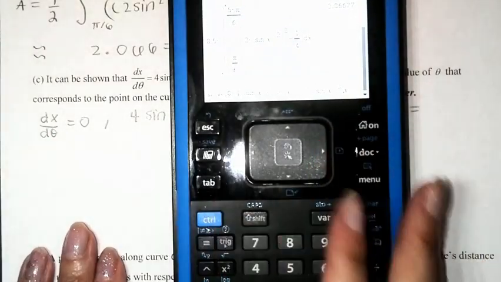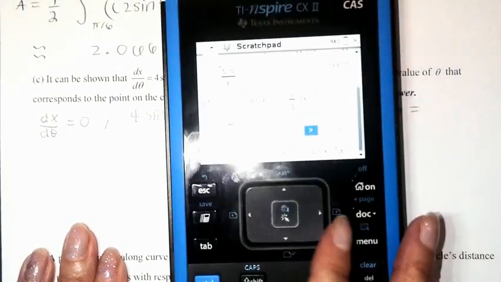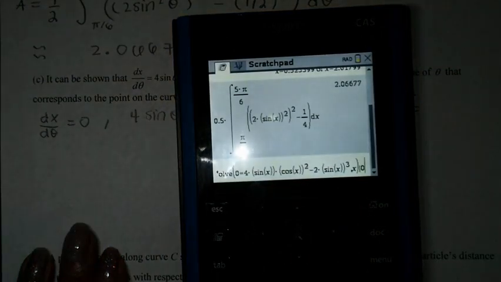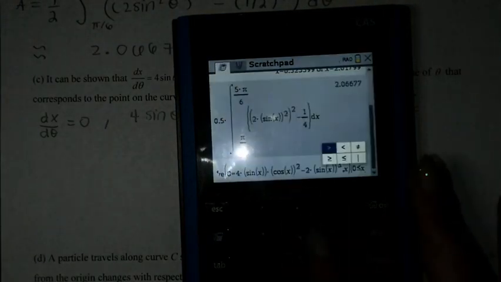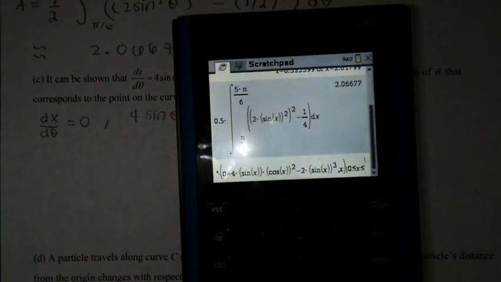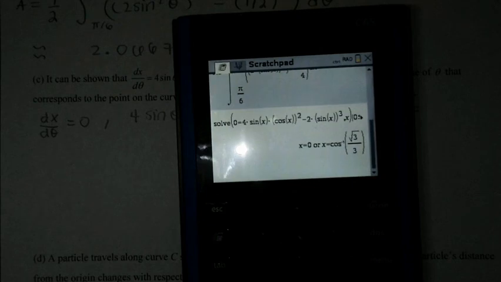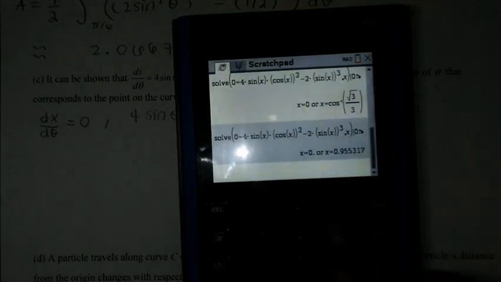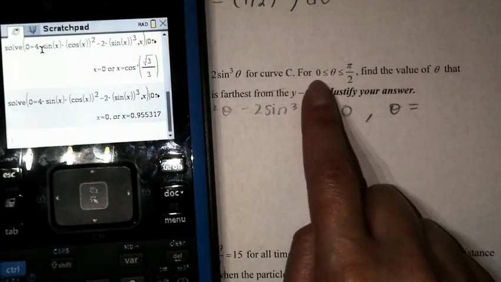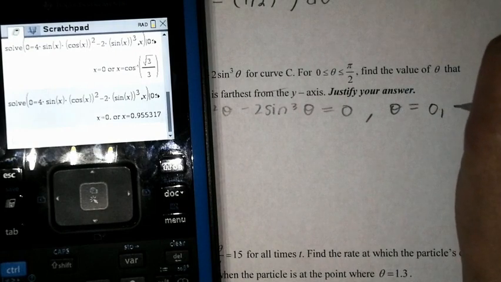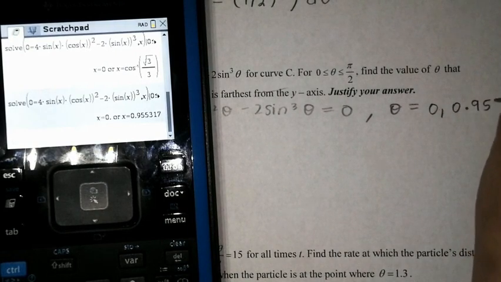So let me show you: control equal, and then you're going to have this bar that you have over here. You put that bar, the 0, and then control equal, less than x, less than, and then pi over 2. Click enter, and you have those values. If you don't want this and you want the decimal, put control enter, and you have your 2 values. Now the 0 is redundant because that's one of the extremes. You can write it or not, it really doesn't matter, and then 0.955.